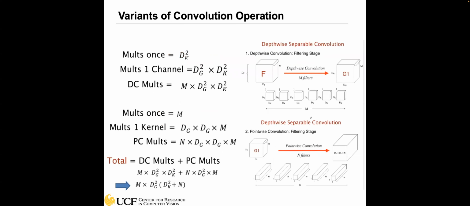Okay, so let's see how many computations there are for these two separate operations. For this depth-wise convolution, this is how many multiplications we are getting. And for the pointwise convolution, this is how many multiplications we are getting.